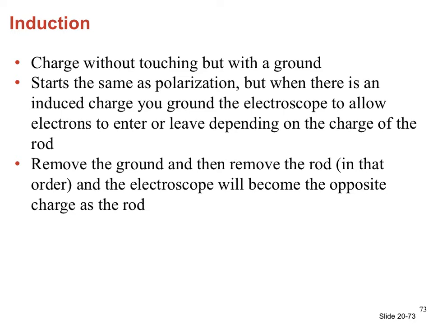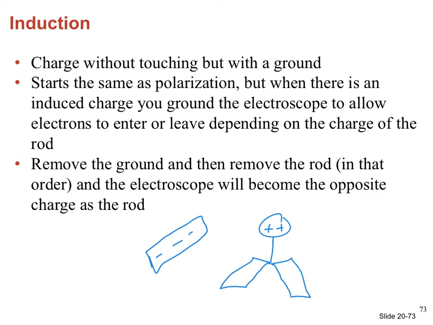It's known as a ground. So we start with the same concept of polarization. I'm going to use a negative rod for this. And as I bring the negative rod close to the electroscope, we're going to get polarization. I'm skipping the first couple steps, but we get polarization because the electrons try to flow away.